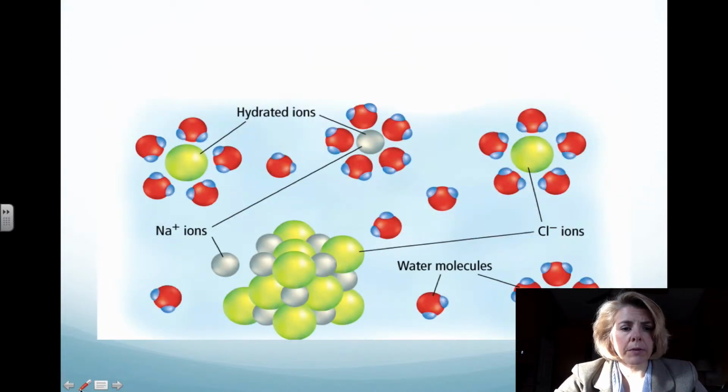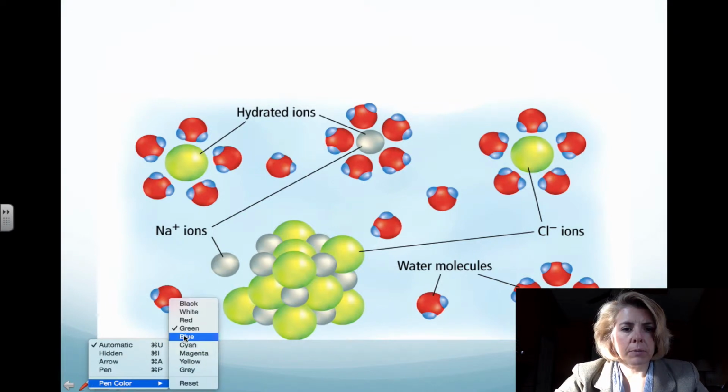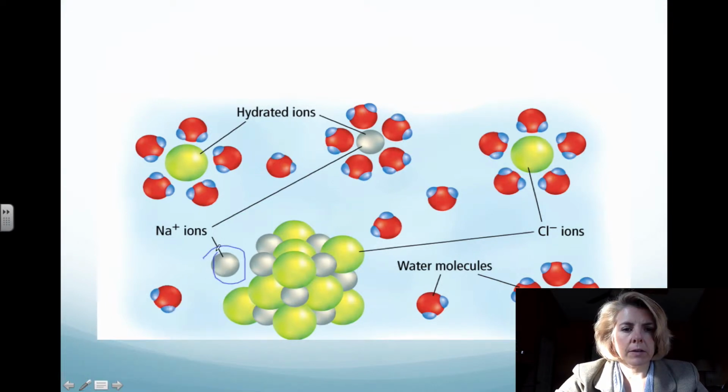So here's an example of hydration. And please note, we have sodium ions. So sodium ions have the positive charge. They're going to be attracted to the oxygen side of water because opposites attract. And then here we have a chlorine ion, which has a negative charge. Notice that it's attracted to the hydrogen atoms that are part of the water molecule. So like I said, this is called solvation, or hydration if it's water.